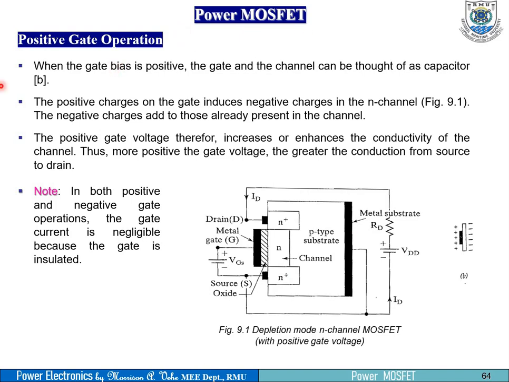So let's look at the gate operations. Take the positive gate operation. Let's make reference to figure 9.1. When the gate bias is positive, the gate and the channel can be thought of as a capacitor. We want to put a positive potential on the gate. I am sure you can easily tell what type of channel we are dealing with. This is an N channel, because our substrate is P.